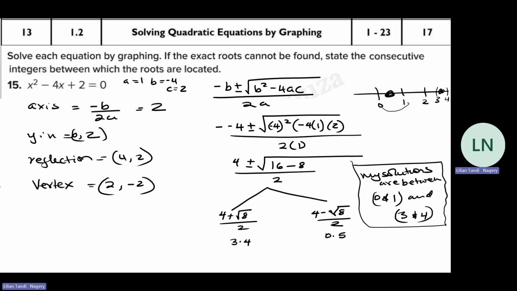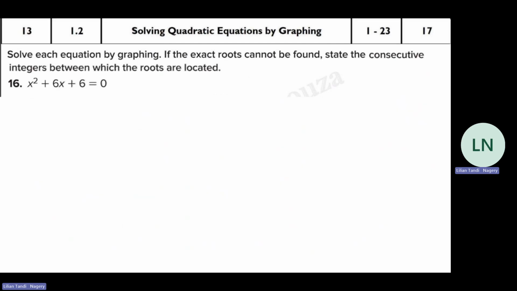And your graph will be going up. And you look for these places on the graph: axis, y-intercept, reflection, and vertex.